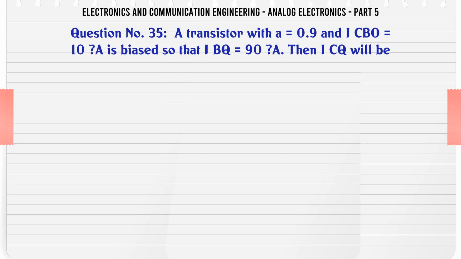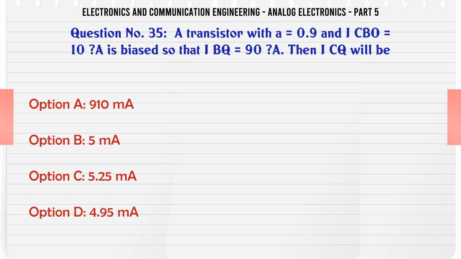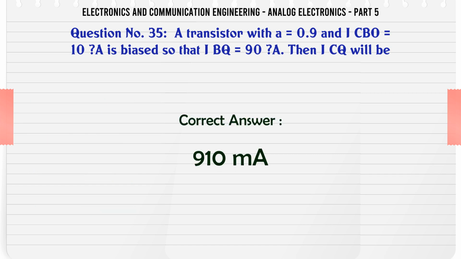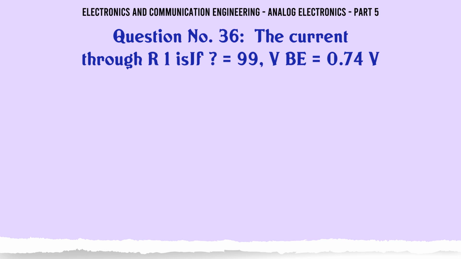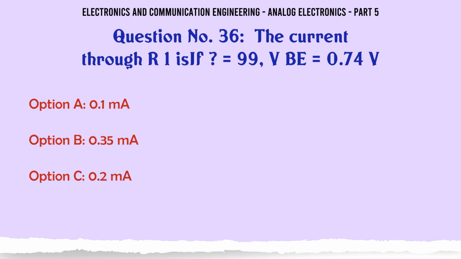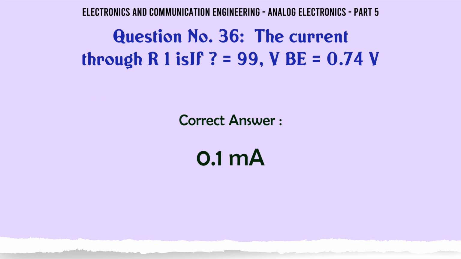A transistor with α of 0.9 and ICBO of 10 µA is biased so that IBQ is 90 µA. Then ICQ will be: A, 910 mA; B, 5 mA; C, 5.25 mA; D, 4.95 mA. The correct answer is 910 mA. The current through R1 is: A, 0.1 mA; B, 0.35 mA; C, 0.2 mA; D, none. The correct answer is 0.1 mA.